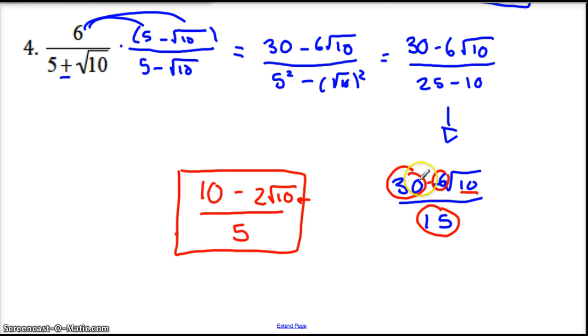Don't forget to simplify if you can. Remember, these can all be simplified by 3, so we had to do that. Alright guys, that's it for this lesson.